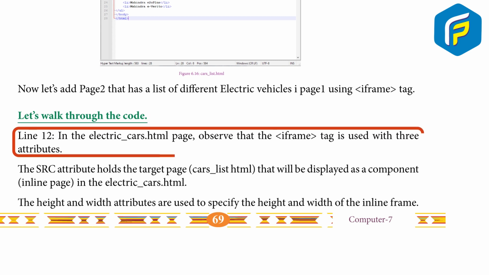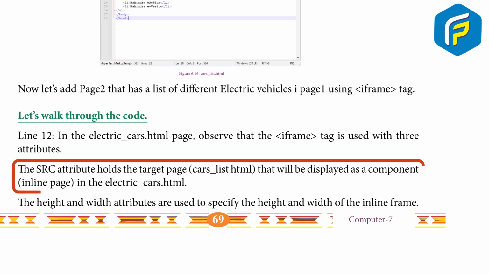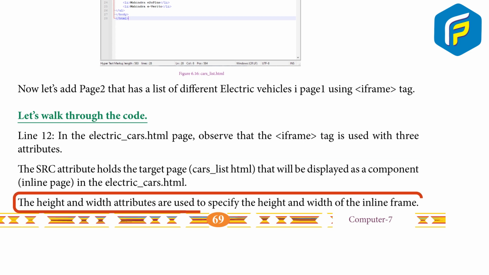Line 12. In the electric_cars.html page, observe that the iframe tag is used with 3 attributes. The src attribute holds the target page, cars_list.html, that will be displayed as a component inline page in the electric_cars.html. The height and width attributes are used to specify the height and width of the inline frame.